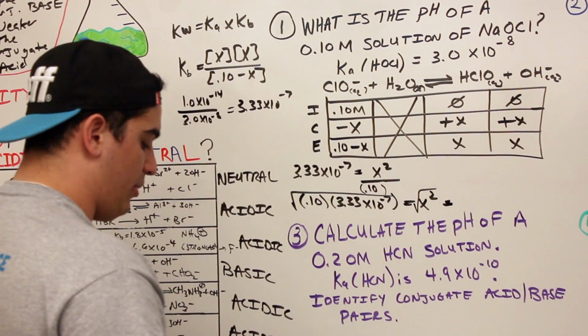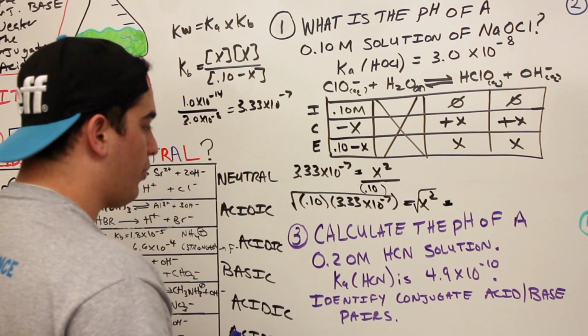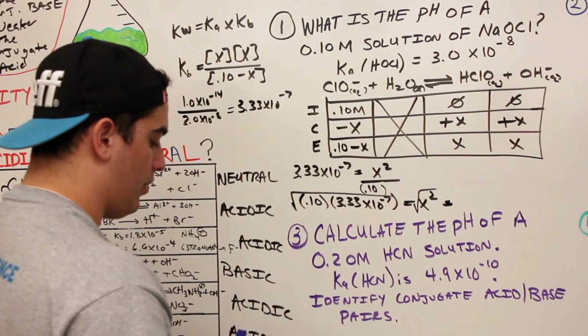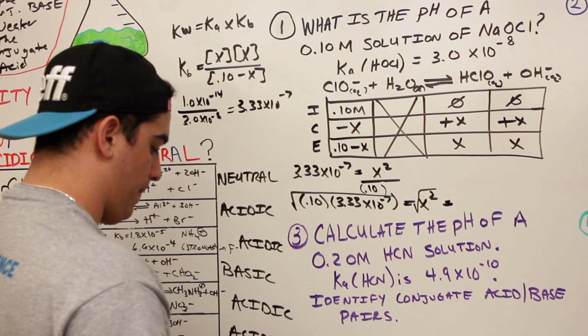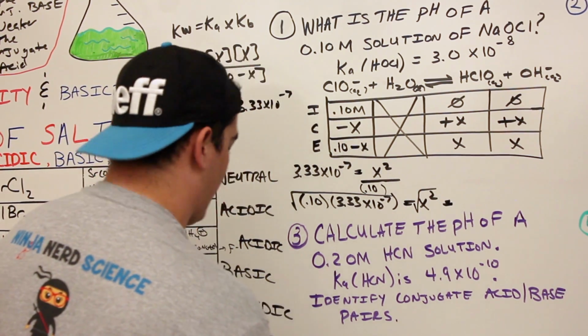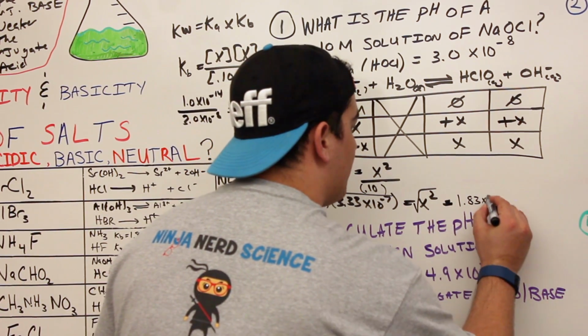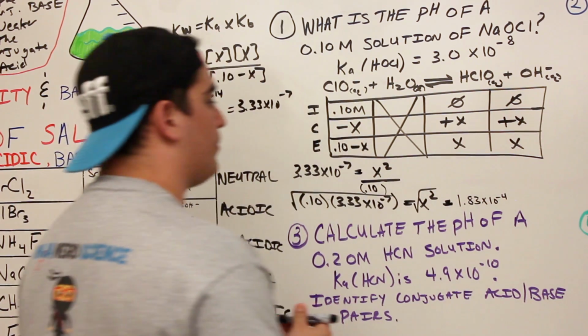So x is going to be 0.10 times 3.33 times 10 to the negative 7, and then we're going to square root that. And we get 1.83 times 10 to the negative 4. Let's write that down. 1.83 times 10 to the negative 4.